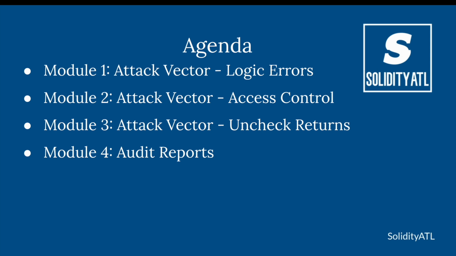So, just to get started, Module 1 is going to have a quick rundown on logic errors as well as an example. Next, we're going to run through access control with another example. Module 3 is going to contain a little bit more about unchecked returns. And then lastly, we're going to finish off with understanding how to read an audit report.